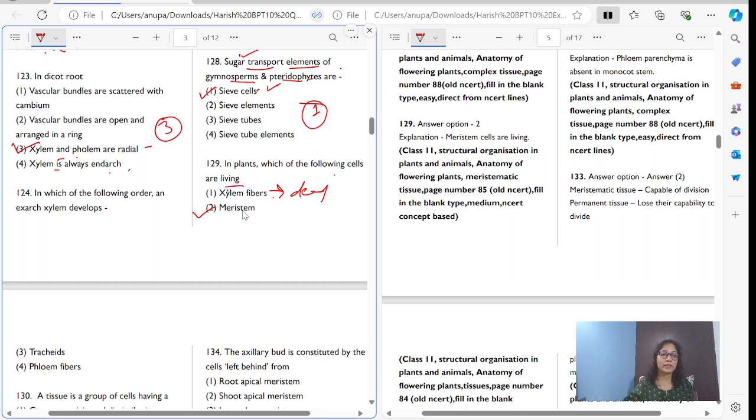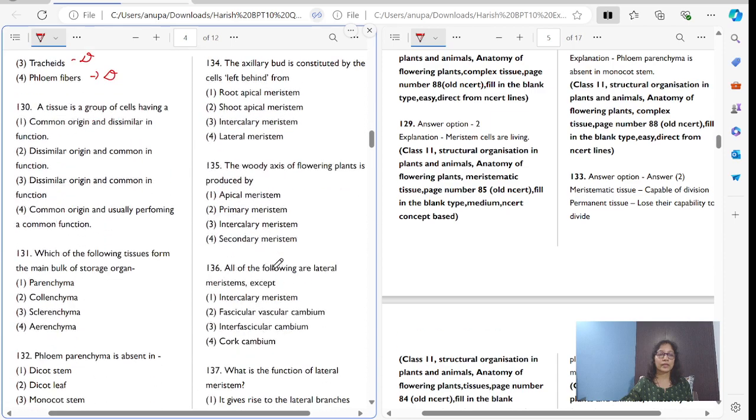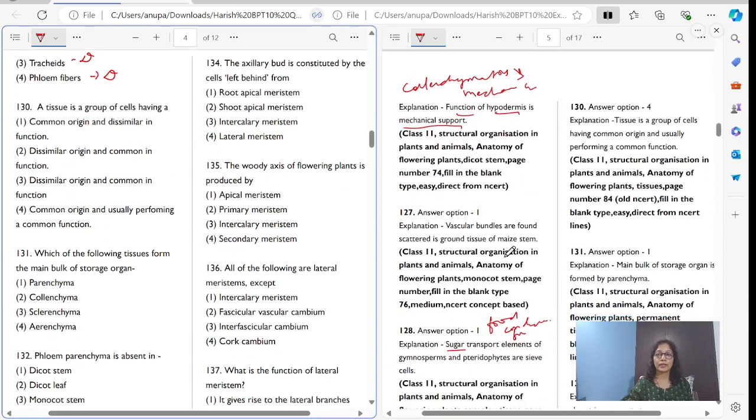Let's see the other options. The other option is tracheid. Tracheid is also a dead cell. Phloem fiber is also a dead cell. So the correct answer for this question will be option number 2, that is meristem. Now let's move to the next question, that is question number 130.